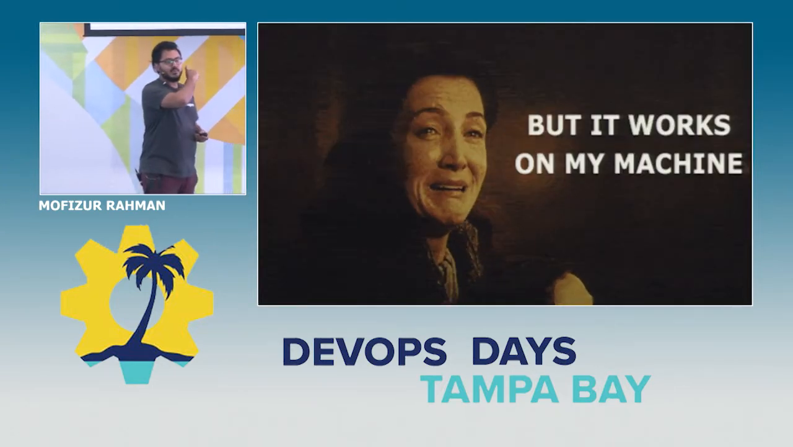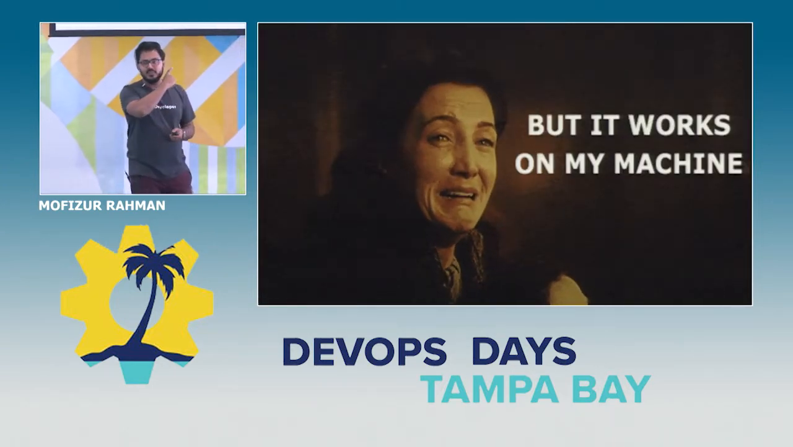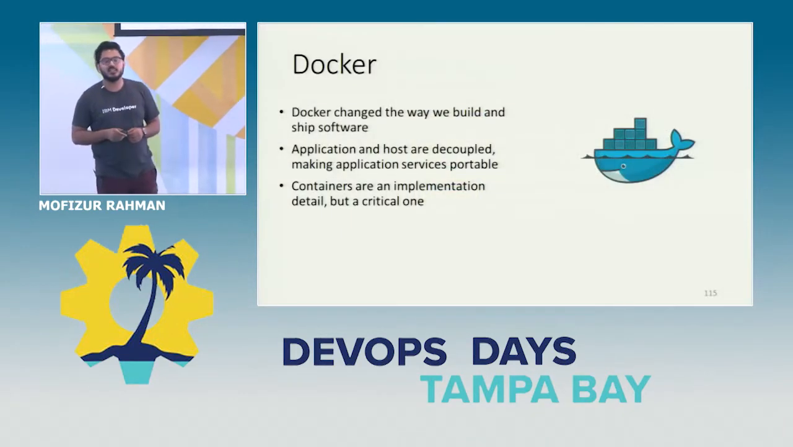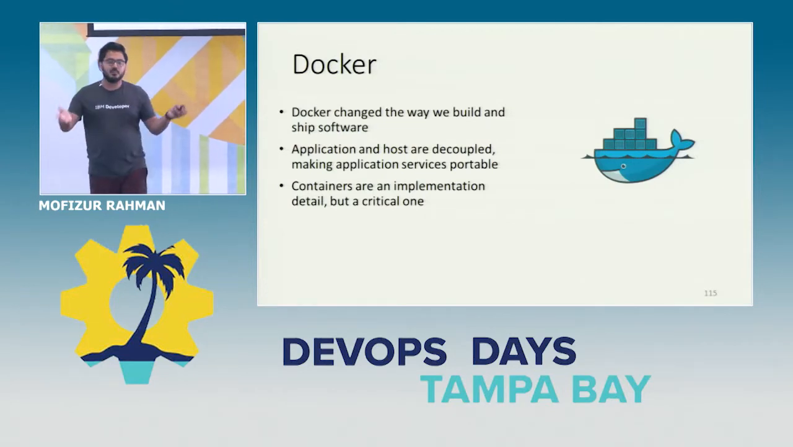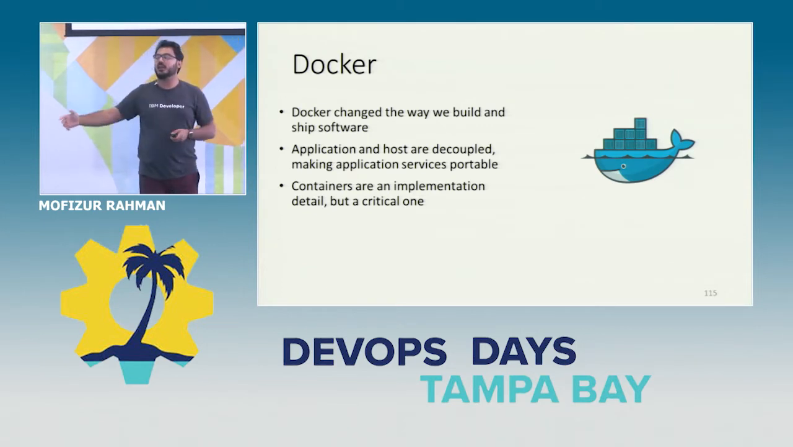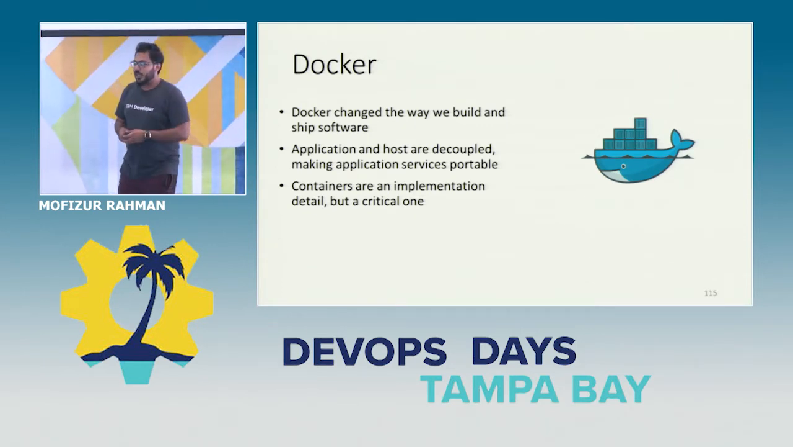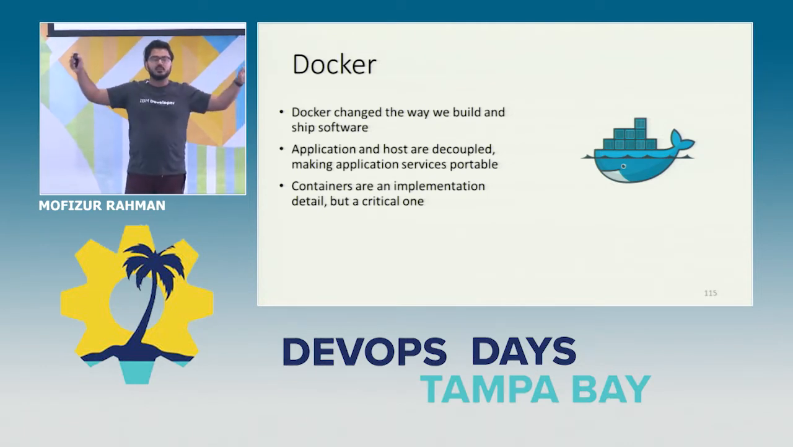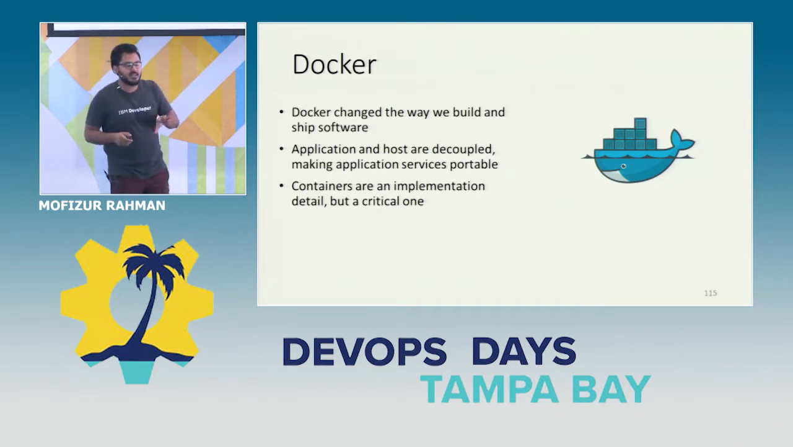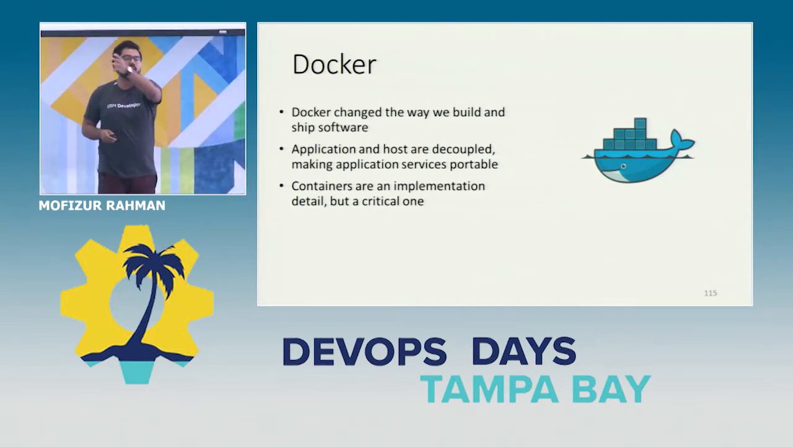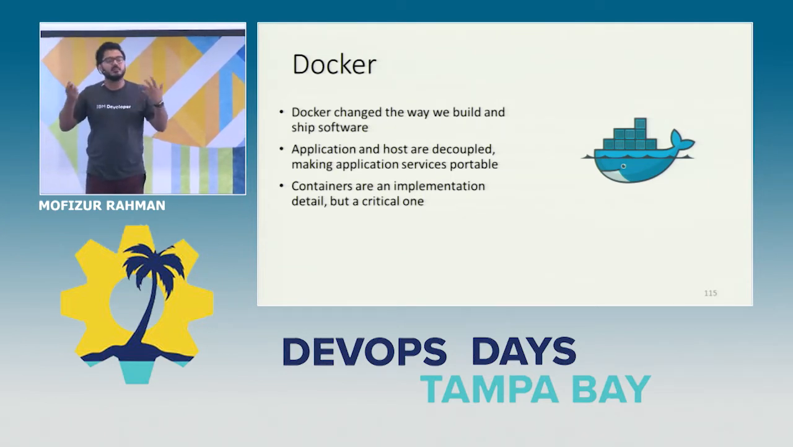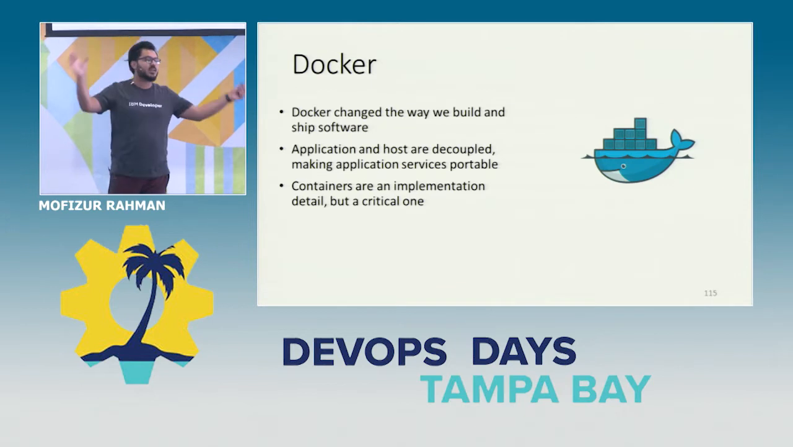Has any developer told you this before? It works on my machine. I think they literally invented Docker to solve that issue. With Docker, you take an application and all its dependencies and package it up. As long as you have a Docker container runtime somewhere, you can run that application anywhere. Application and host are decoupled, so it's easier to scale and test. If your developer can package it in Docker, you can test it in any environment that supports Docker. But containers and Docker, whichever you use, doesn't really matter as long as you can do that abstraction.